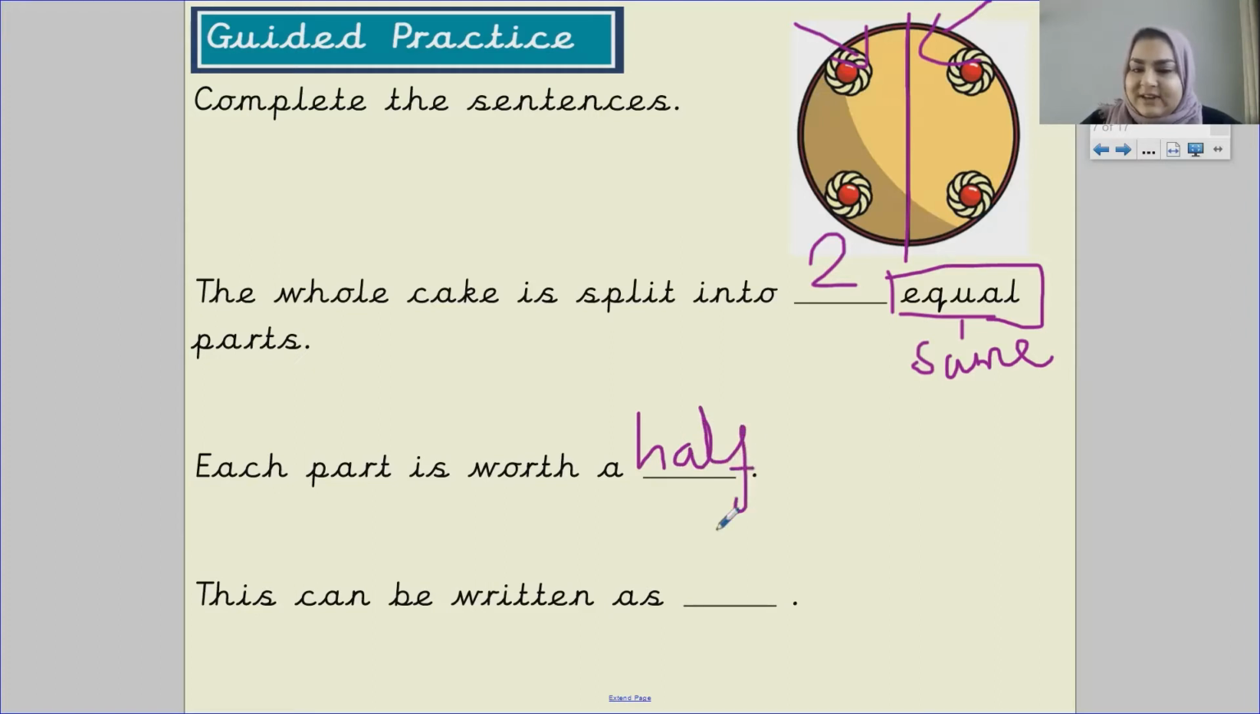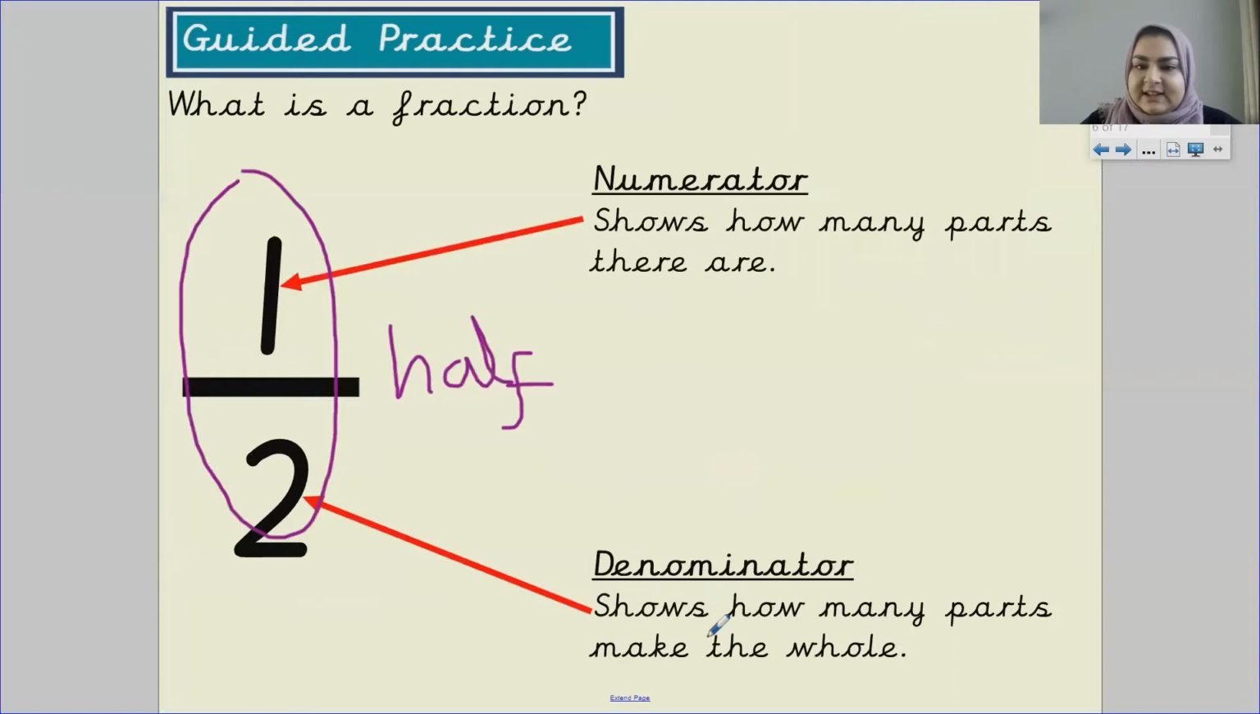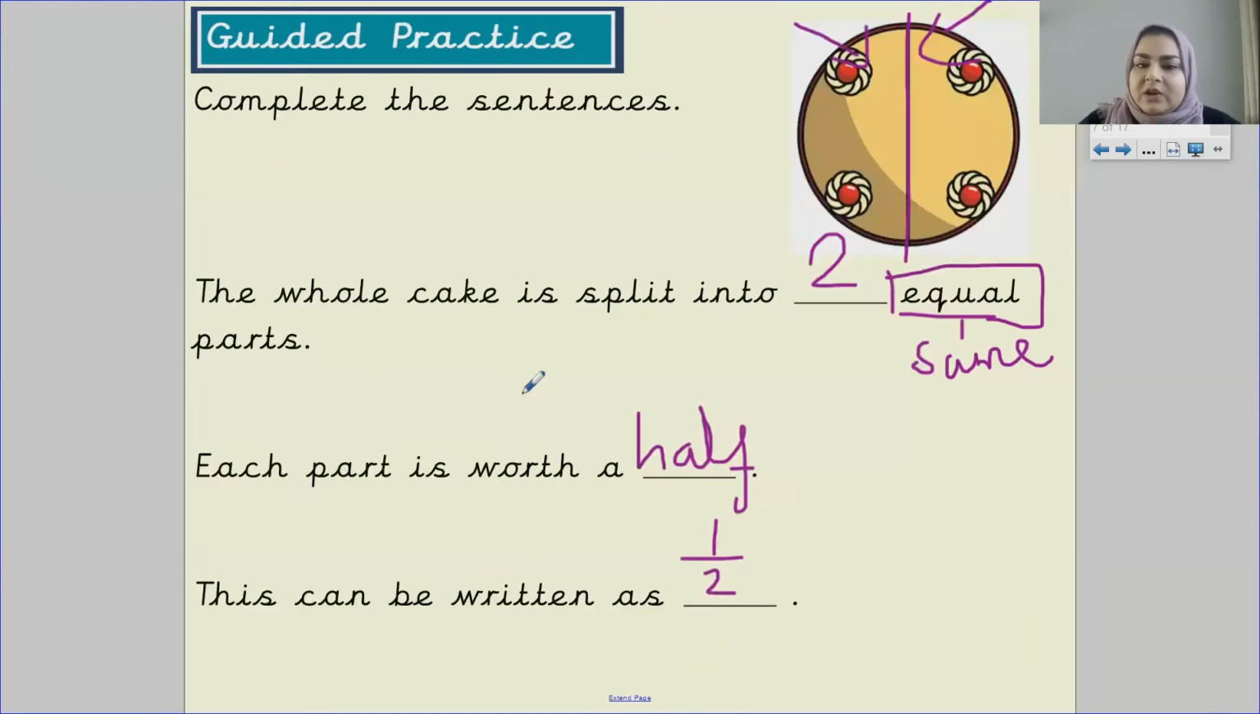This can be written as this fraction. Do you remember when we looked at this slide, we discussed how this fraction means half. So over here, because each part is worth a half, because they're two equal parts, it needs to be written like this. So this fraction means half. There's one part in each part, and there's two parts that make the whole, which is a half.